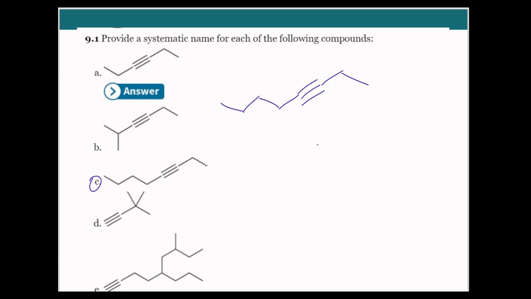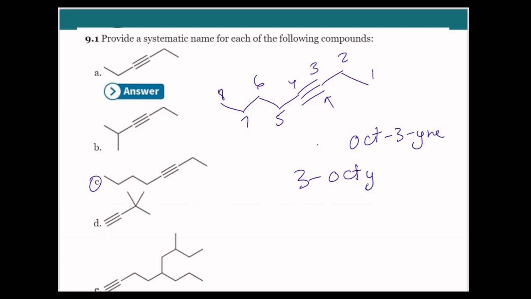So let's go ahead and name this molecule. So 1, 2, 3, 4, 5, 6, 7, 8. So this is a derivative of oct. The parent would be oct, and my alkyne functionality starts at carbon number 3, so this would be oct-3-yne, okay, or 3-octyne. Now we don't have any substituents here, so we're done.